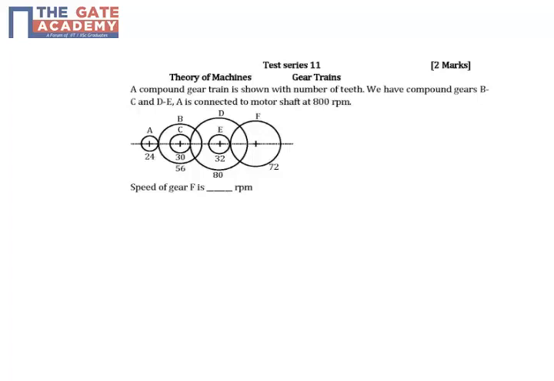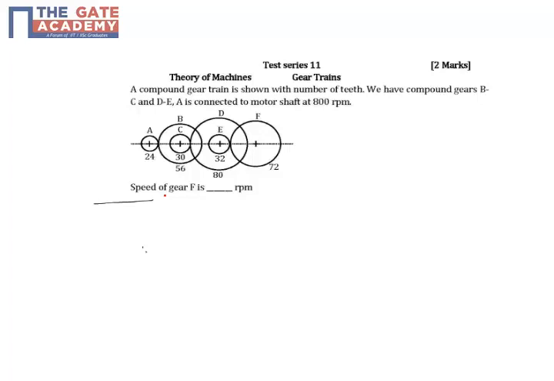Let's discuss a question from theory of machine. This is from a compound cyclic gear train problem where the axes of the gears are fixed. They can only rotate about their own axis. The axis cannot change. Okay.